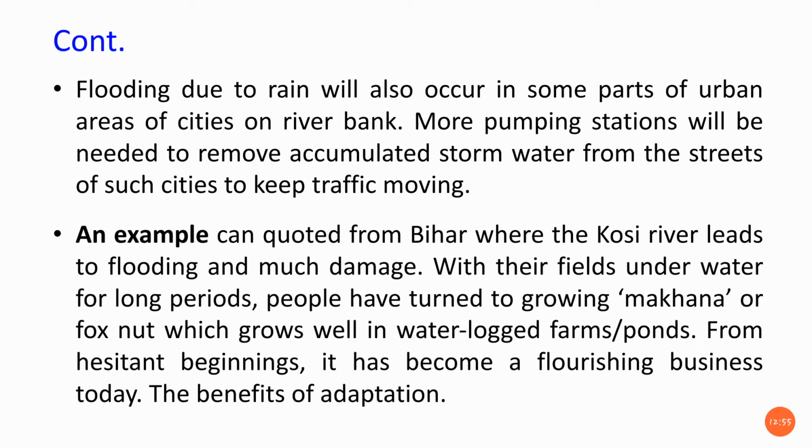We have already discussed, for example, Bihar, where the Kosi river leads to flooding and much damage. With their fields under water for long periods, the people have turned to growing fox nut, which grows well in waterlogged farms and ponds. From a hesitant beginning, it has become a flourishing business today, and there are certain advantages that Bihar is going to gain from that.